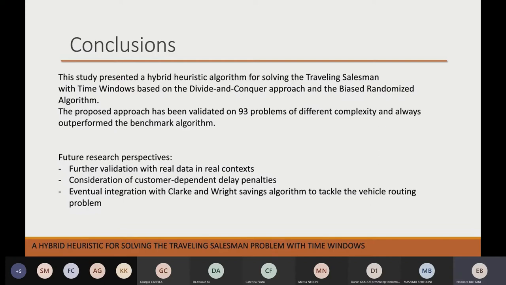We would like also to consider customer dependent delay penalties, not just cost in time like we did in this case. And we would like also eventually to integrate it into the Clarke and Wright savings algorithm in order to tackle not just the traveling salesman problem, but also the vehicle routing problem with time windows.